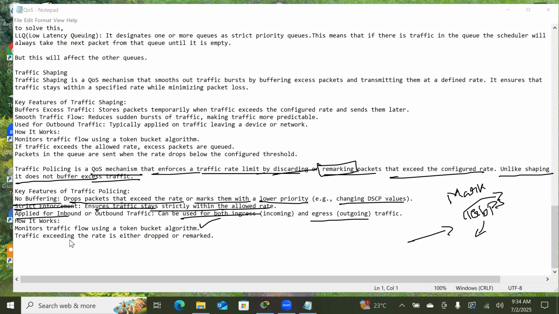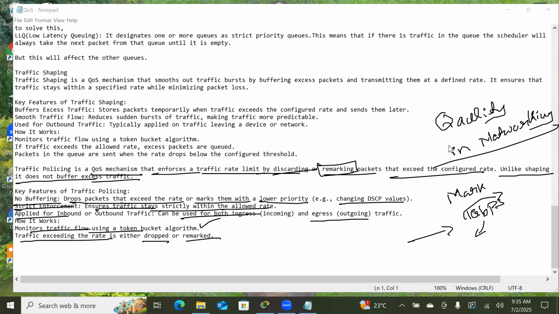And how exactly does it work? Again, it monitors the traffic flow using the token bucket algorithm, and if the traffic exceeds the data rate, it's either dropped or remarked. So these are the 5 things you have to maintain for quality in networking. Okay, am I clear?